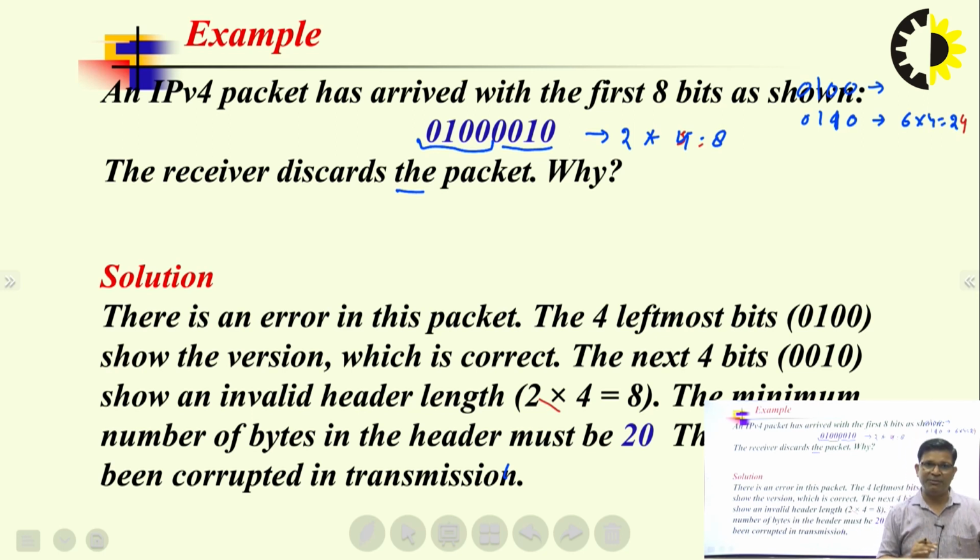What is the size of HLEN? The minimum size is 20 bytes. If it is less than 20 bytes, the frame is corrupted. We cannot accept the frame. If it is larger than 20 bytes, then the rest of the bytes are kept in the option field. The maximum HLEN size should be 60 bytes. Okay. So the next bit is this. The invalid header length is 8. The minimum number of bytes in the header is 20. The packet has been corrupted in transmission. So that's why the receiver rejects this frame. Okay.